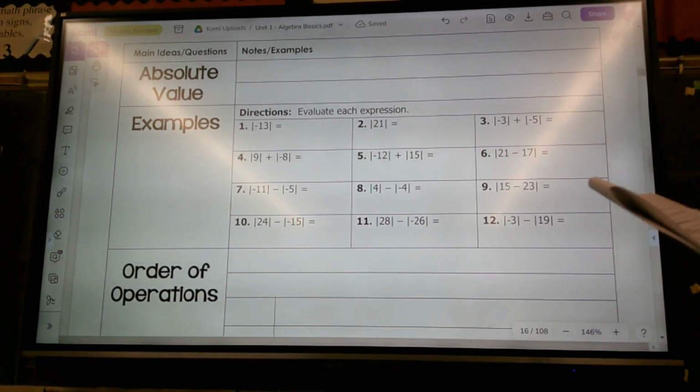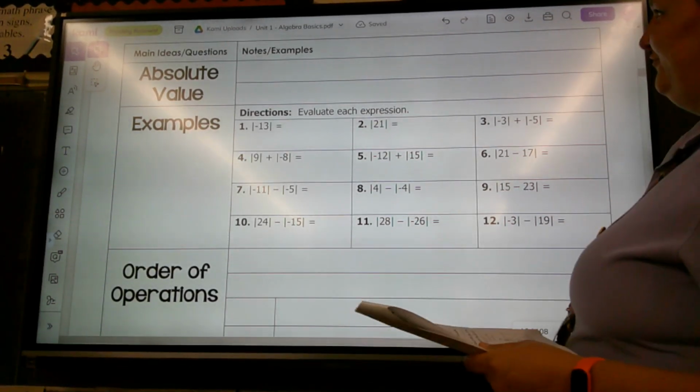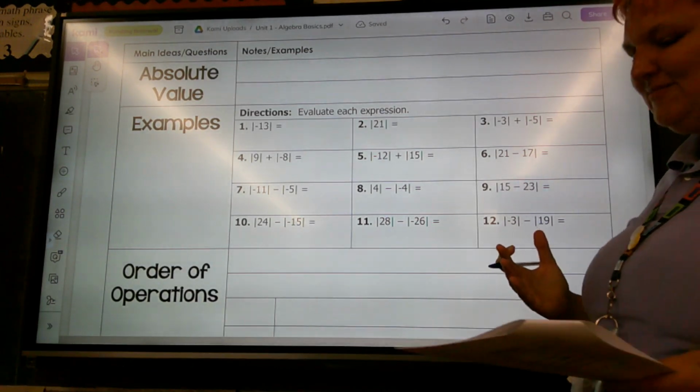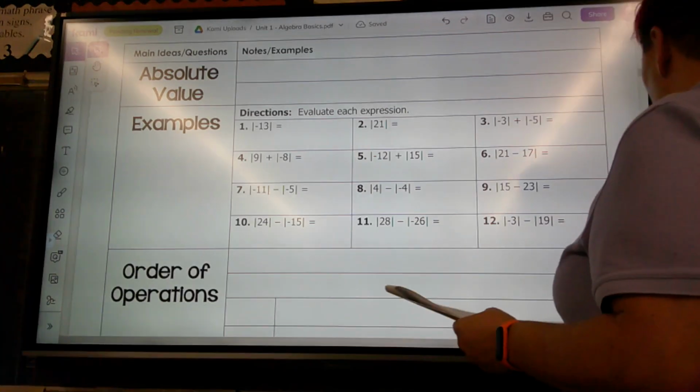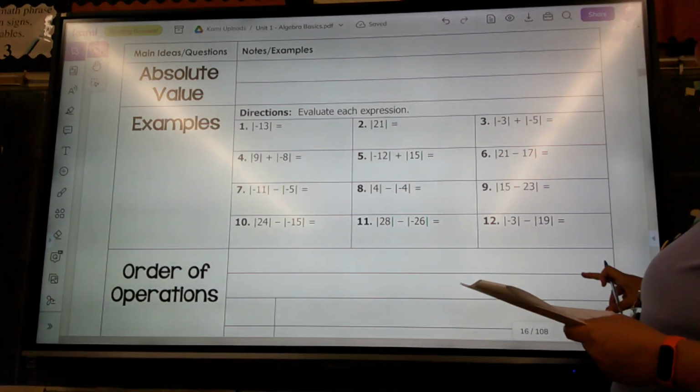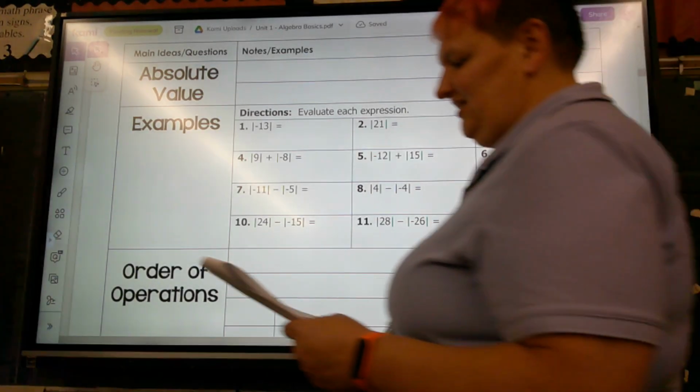Alright, welcome to Unit 1.3, Absolute Value. We've kind of talked about absolute value a little bit, but let's dig into it a little further just to make sure you have a good understanding.